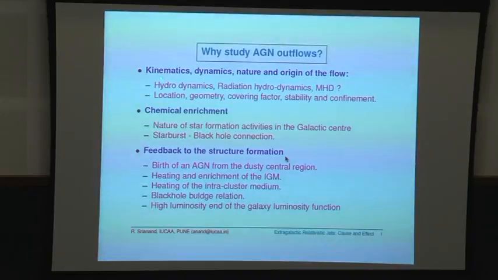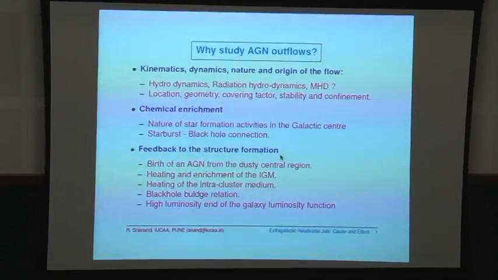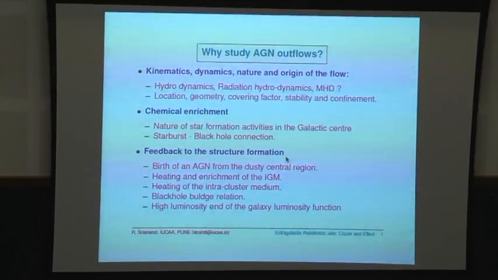So the first thing is that you want to understand the kinematics, dynamics, nature and origin of the flows, because that is a generic term. You don't have to solve a cosmological problem or a fundamental physics problem. You can simply understand why this object is emitting wind, and if it is emitting, why the wind is in a particular way. Why can't it be something different?